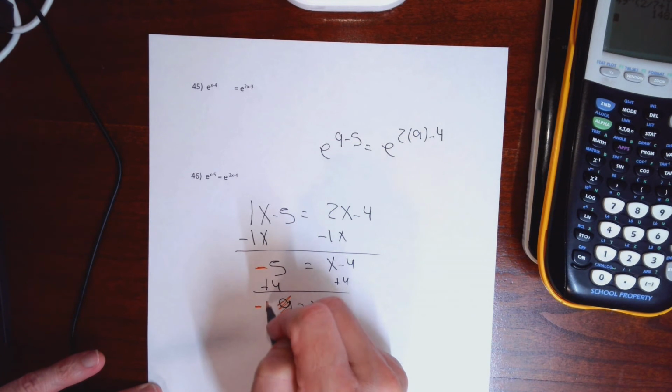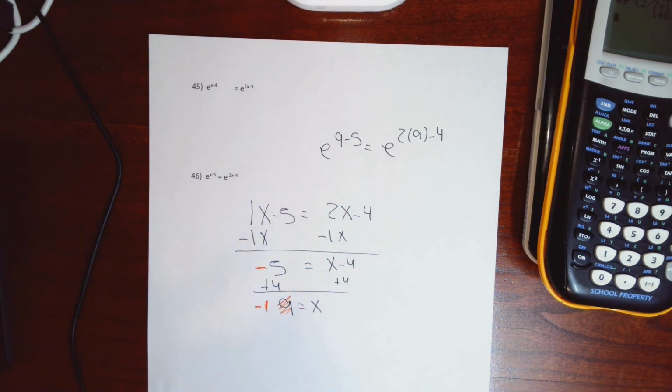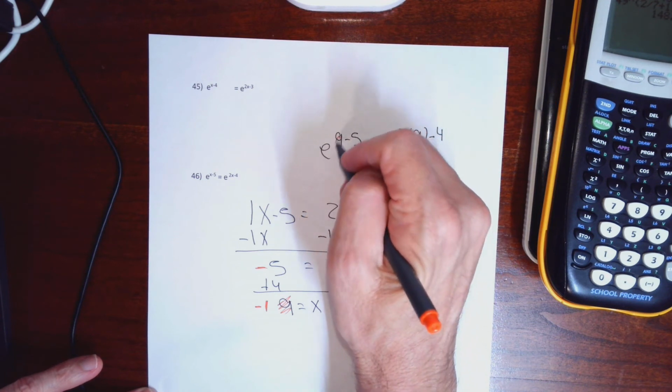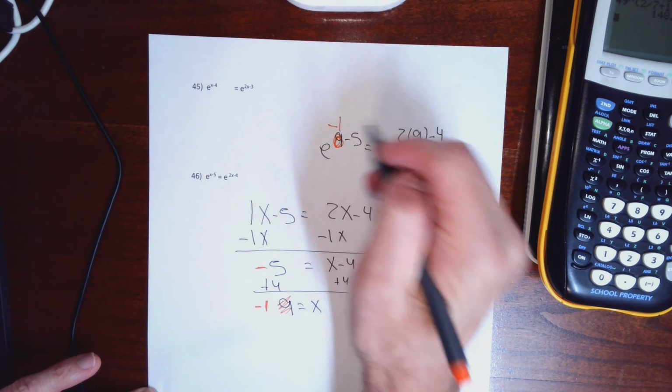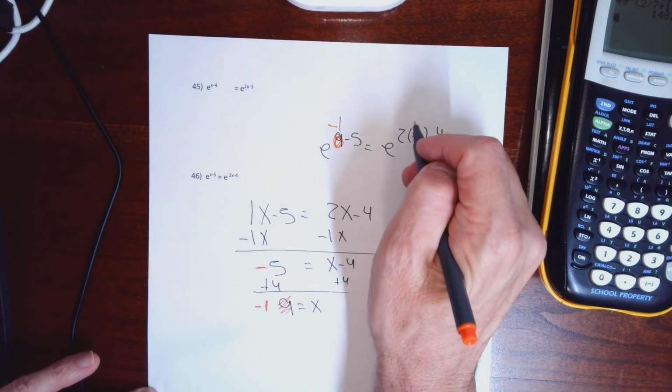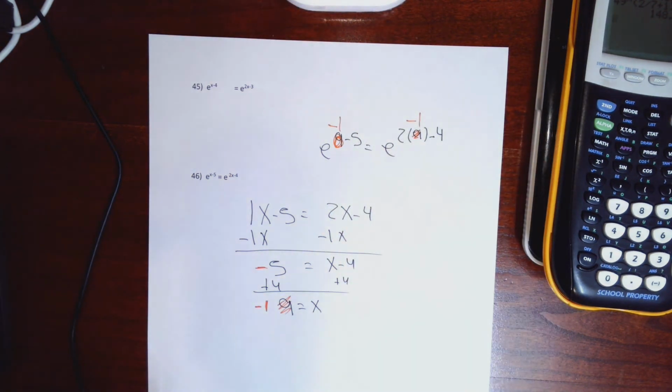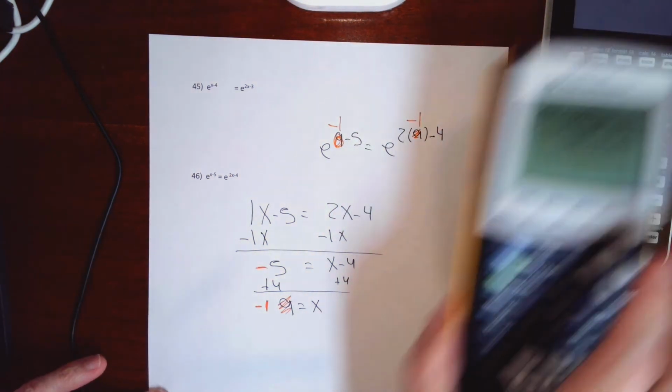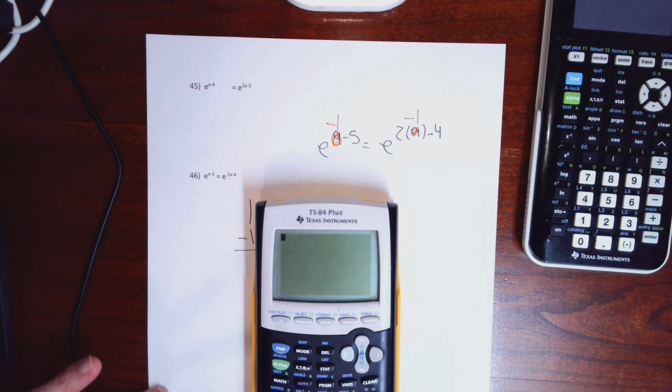And this should be minus 1. Let me show you that it works if I actually do it right. So e to the negative 1 minus 5 equals e to the 2 times minus 1 minus 4. Awful to do this because it's an ugly decimal.